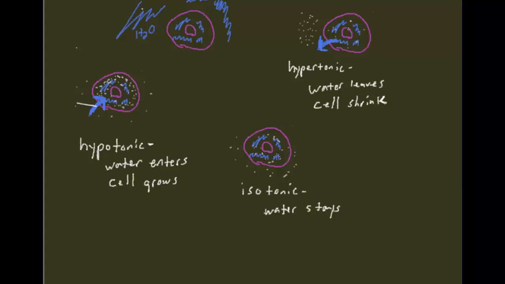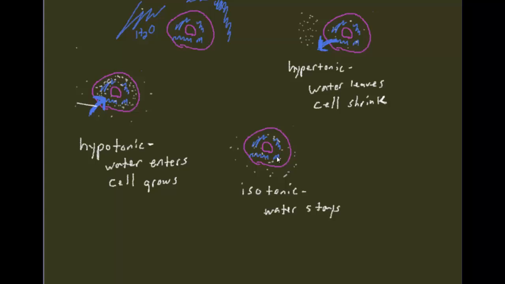So if you put a cell in a solution and it shrinks up and shrivels up, you know you've put it in a hypertonic solution. If you put it in a solution and it swells up and gets fat and maybe even pops, you know you put it in a hypotonic solution. If you put it in a solution and it just sits there, you put it in an isotonic solution. Okay? So this is, of course, osmosis because water is moving into and out of the cell across a semi-permeable membrane. And then we'll move on to active transport.